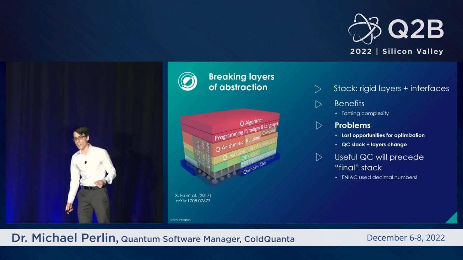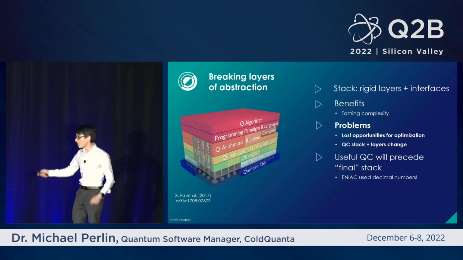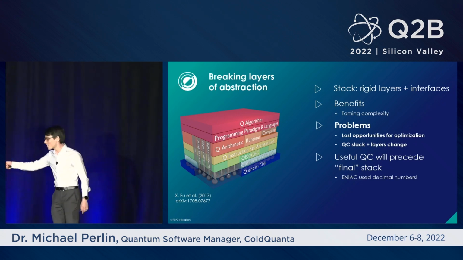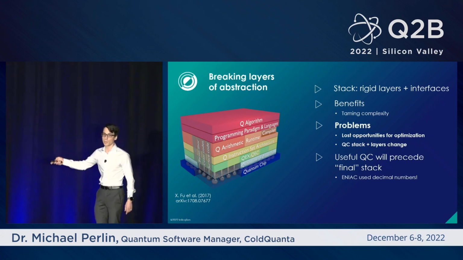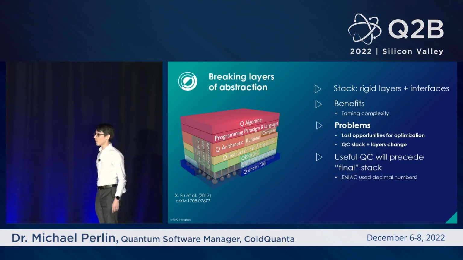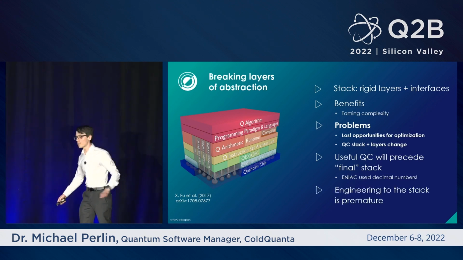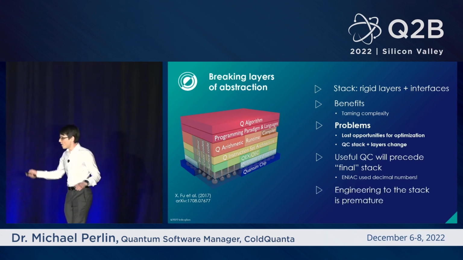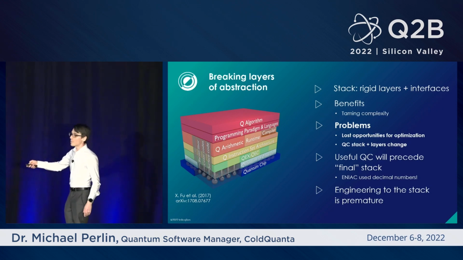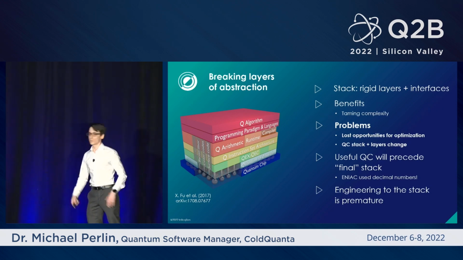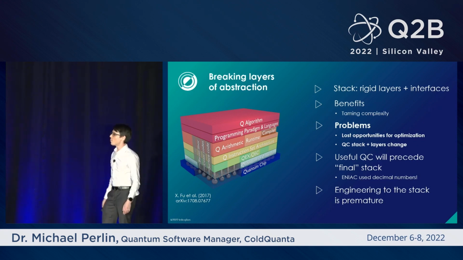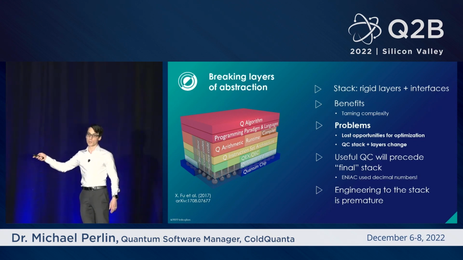So we all take it for granted that computers run on zeros and ones, but in fact, ENIAC, the first classical computer, used a decimal number system from 0 to 9, which had major implications for how it was used farther up the stack. What's the point? All this is to say that if we're interested in useful quantum computation in the near term, or however near that ends up being, engineering to the quantum software stack is premature.